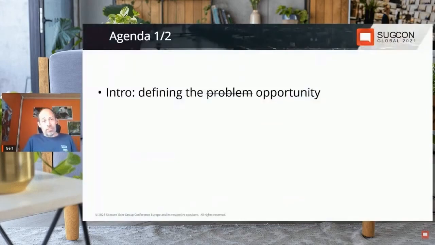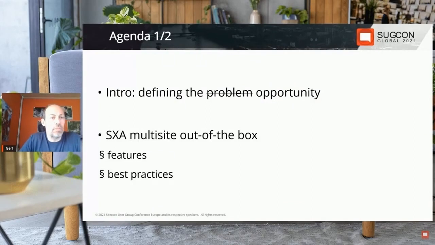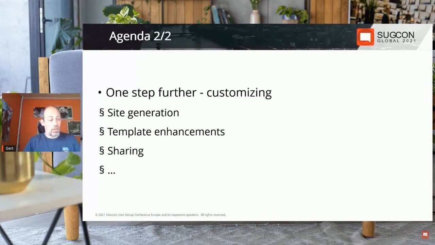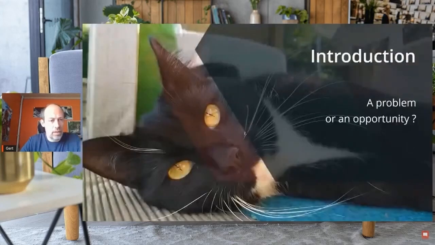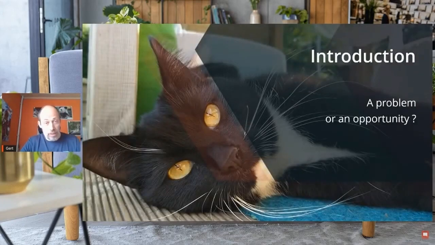On the agenda for today, we'll start with a short introduction so that you know what we're actually talking about or what we are trying to solve. We'll go through some SXA multi-site features that come out of the box and also check some best practices about those. But we'll also go one step further, which will be a bit of customizing, because we can do better on site generation, enhancing the templates, on sharing stuff, and so on. But we'll start in the beginning.